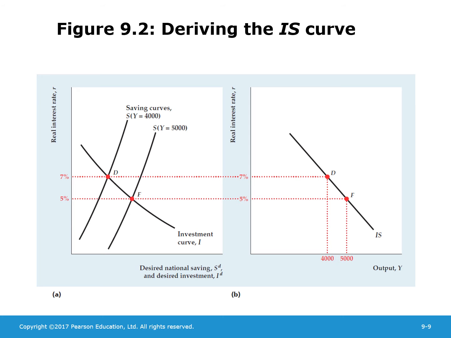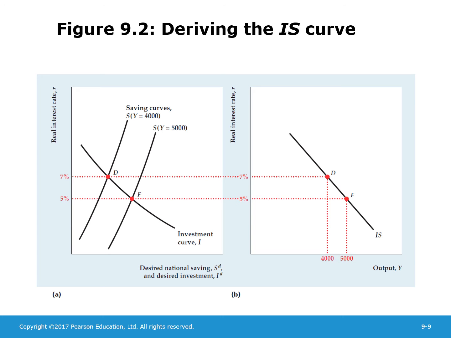That's why we draw first saving and investment. So when output was 4,000, we are plotting Y against R. When Y was 4,000 in the saving investment diagram, the first saving curve which was associated with Y equals 4,000, the interest rate that clears the goods market was how much? It was 7%.